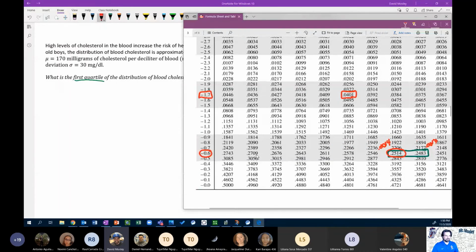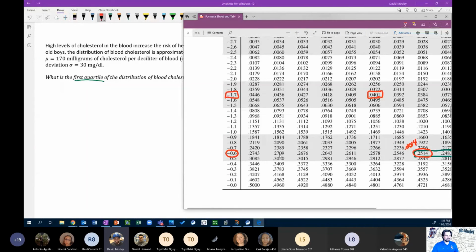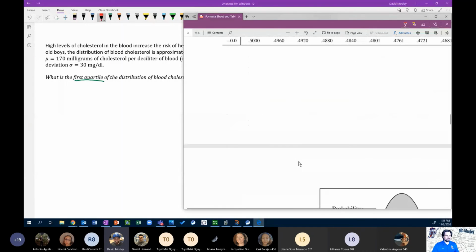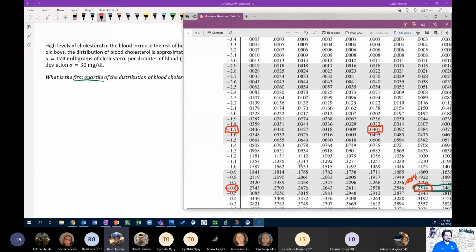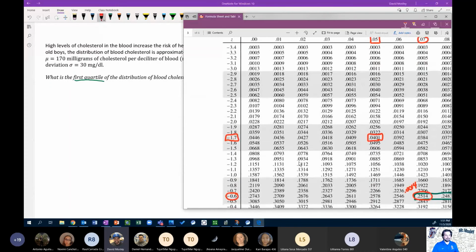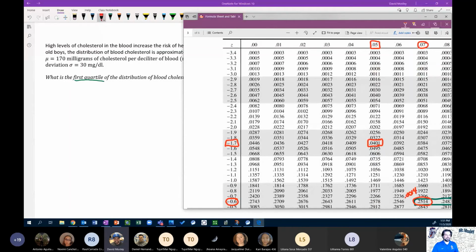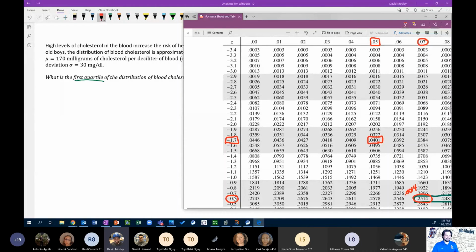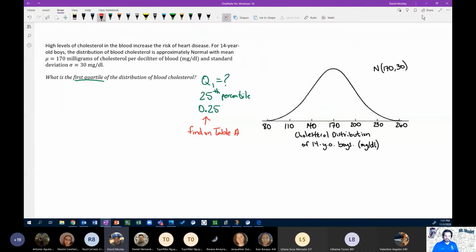Maybe having mouse issues. The second decimal of 0.07. We get negative 0.67 as the z-score.